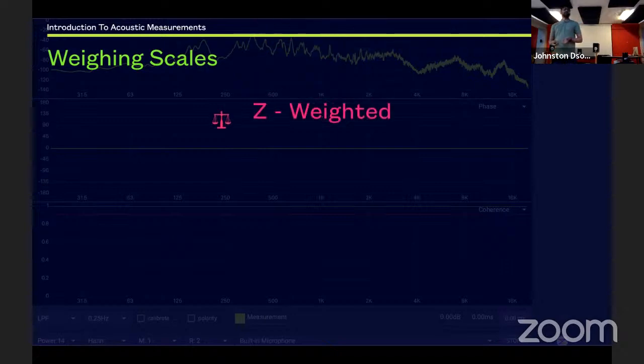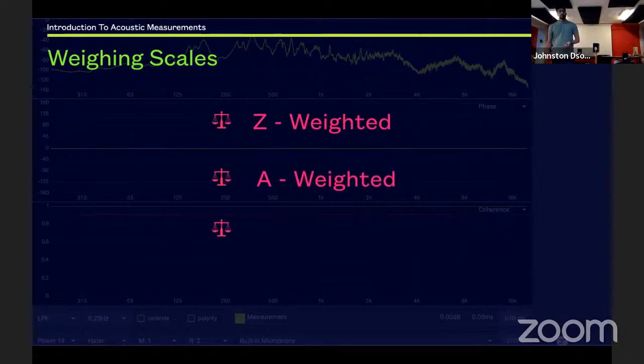We have Z weighted, we have A weighted, we have C weighted. Now there are many more weighing scales, but for us, these three, actually rather two of them, are very important. Z weighting means there's no filter added on it. Now I'll tell you what a filter is and how these scales are used.